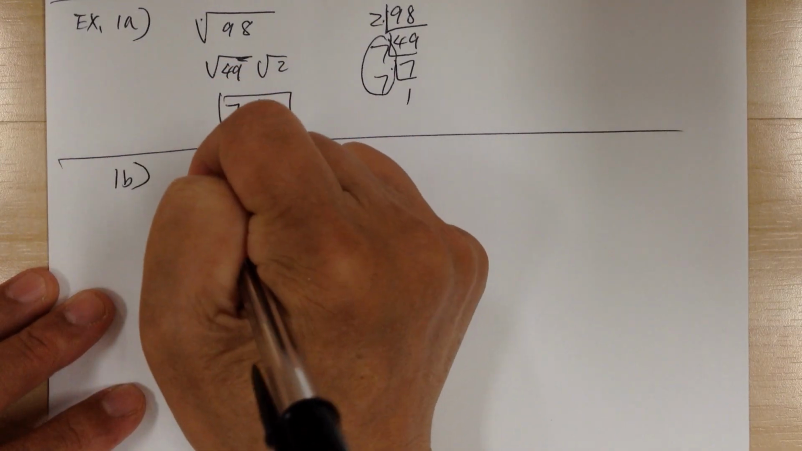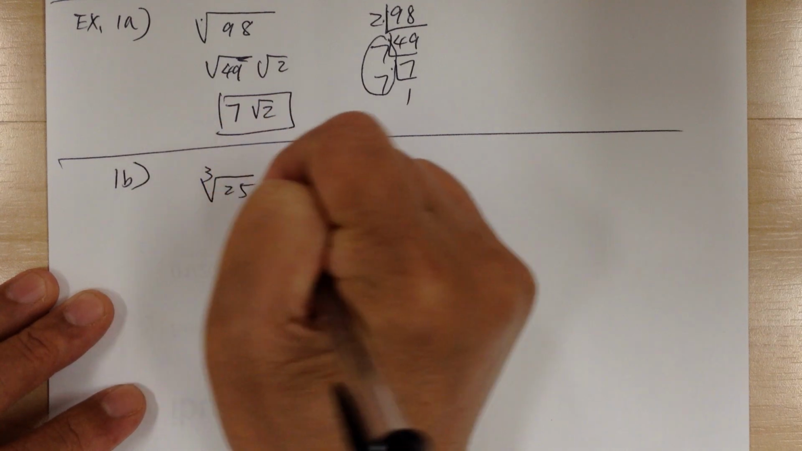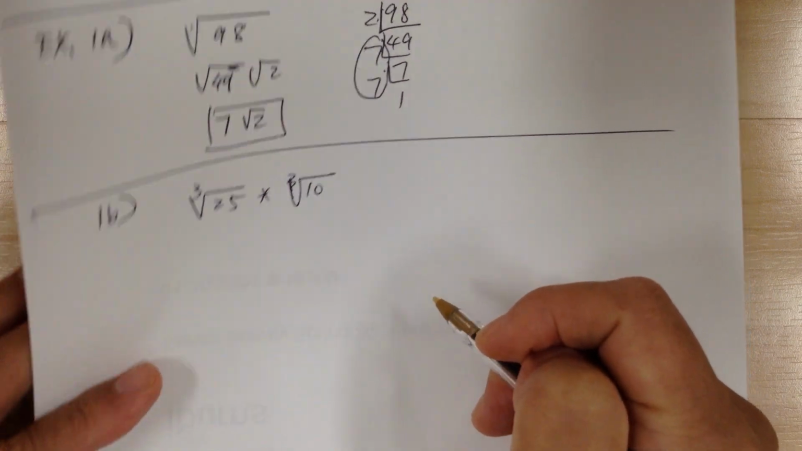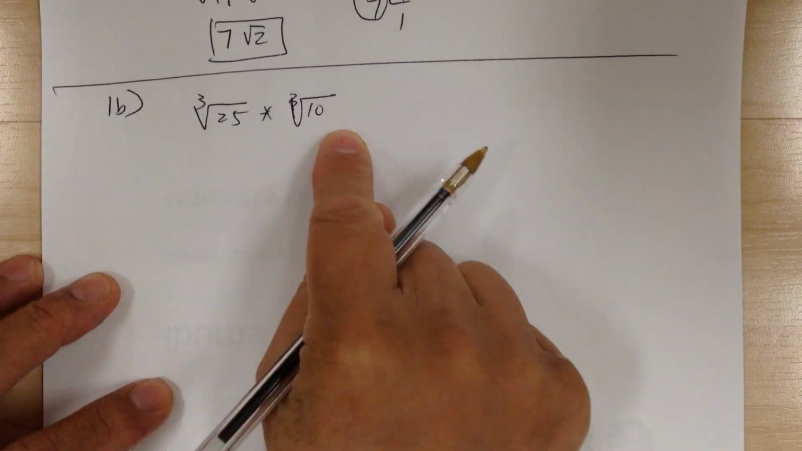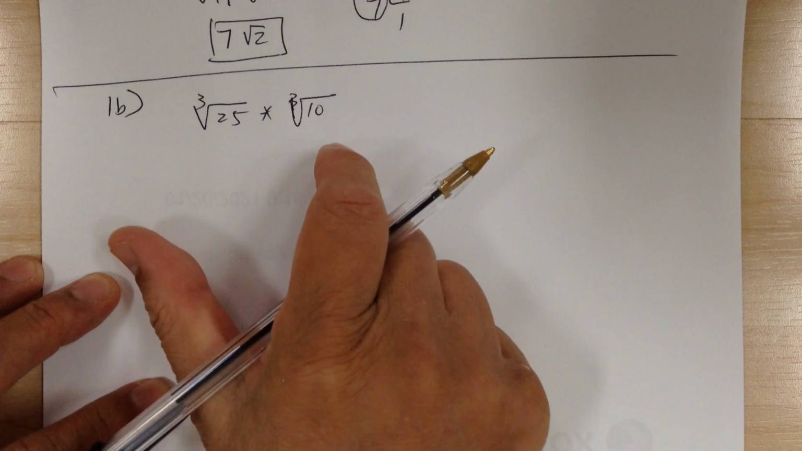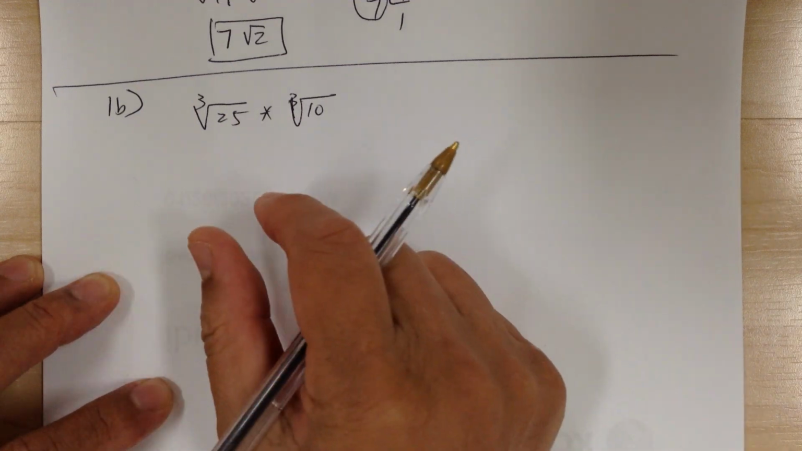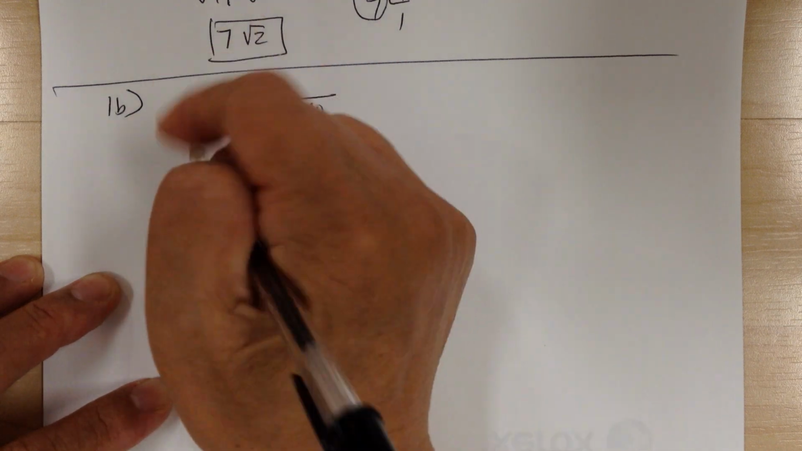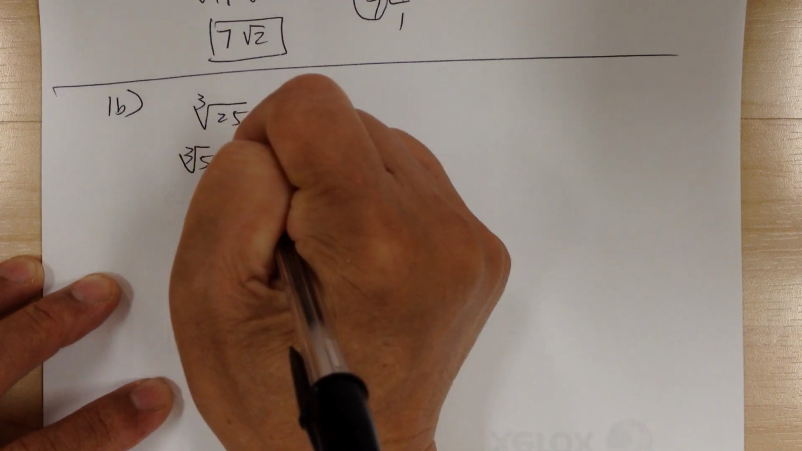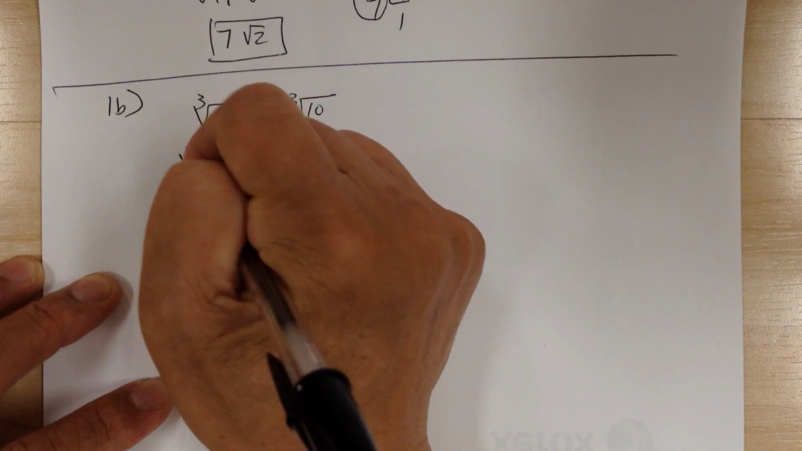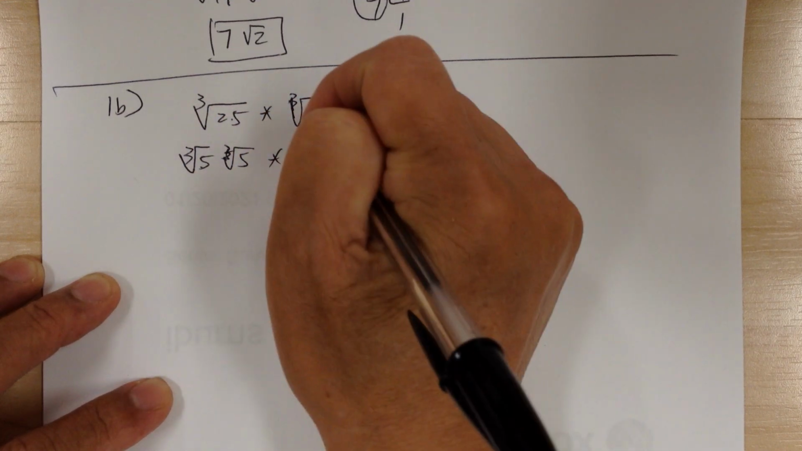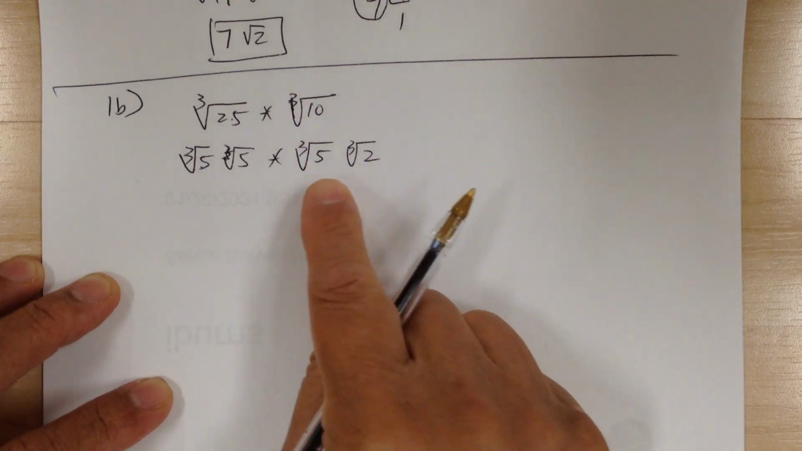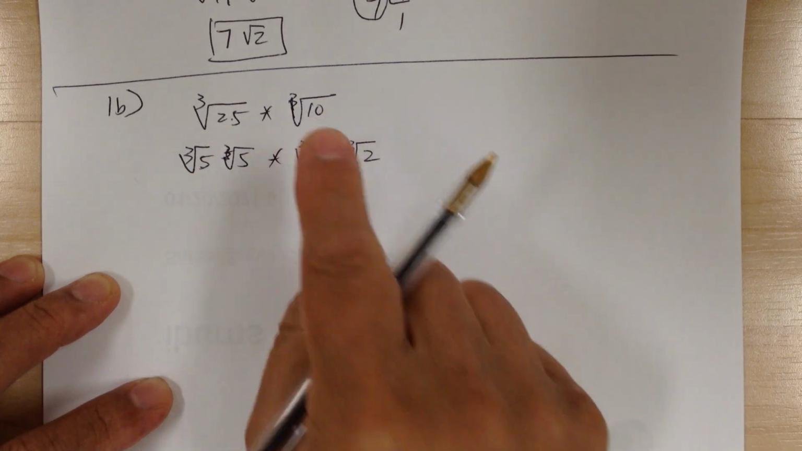Okay, 1b, you have the cube root of 25 times the cube root of 10. What you don't want to do is multiply out, because when you multiply, you make the number big, and you have to do double work to make it smaller. So you can break these down into smaller radicands. This is cube root of 5, cube root of 5, because 25 is 5 and 5. And 10 you can break into cube root of 5, cube root of 2. So again, 5 and 5 is 25, 5 and 2 is 10.